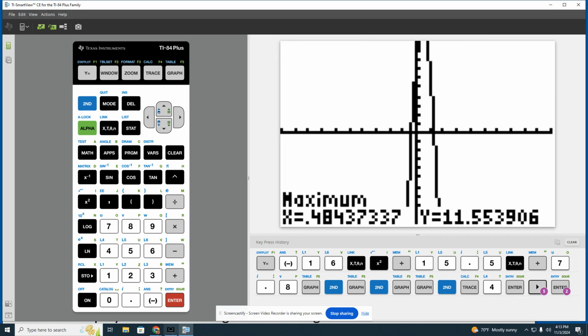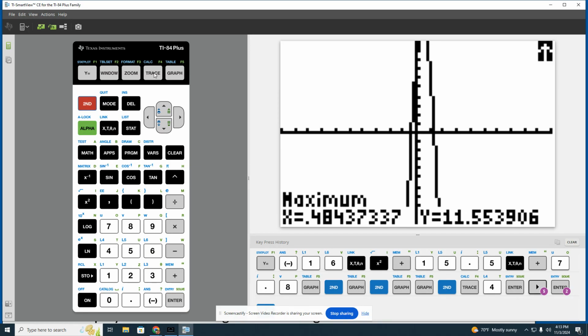Push enter one more time, and it looks like it finds the maximum height at about 0.48 on the X and 11.55 on the Y. So that's going to be the maximum height that shot gets. The last thing that's really important is how long did it take it to land? Remember, that's your x-intercept. So let's go see what that x-intercept is.